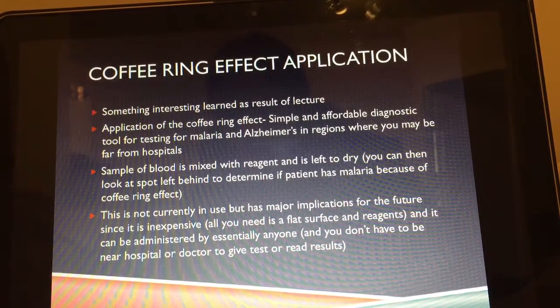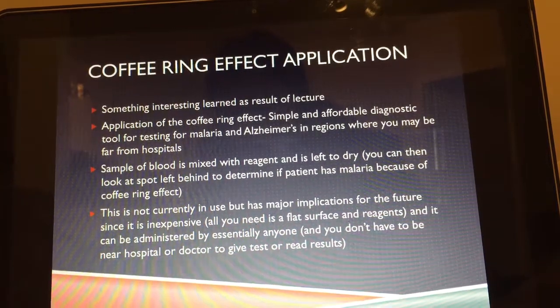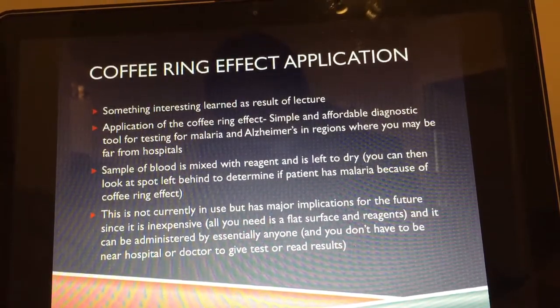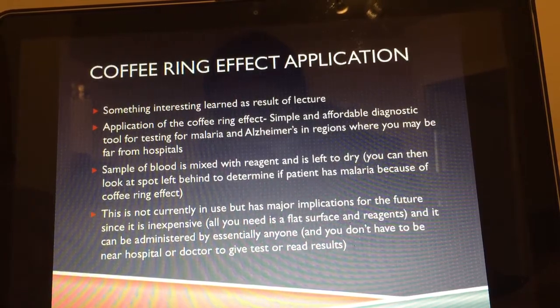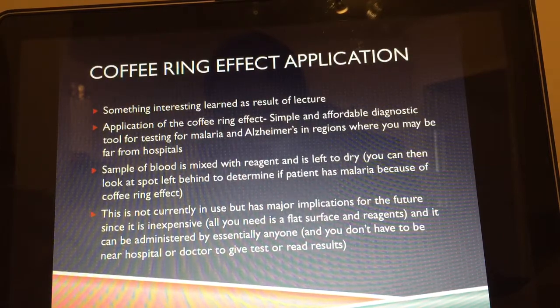One interesting thing I learned as a result of this lecture was an application of the coffee ring effect. One of these applications is a simple and affordable diagnostic tool for testing malaria and Alzheimer's in regions where you may be far away from hospitals.